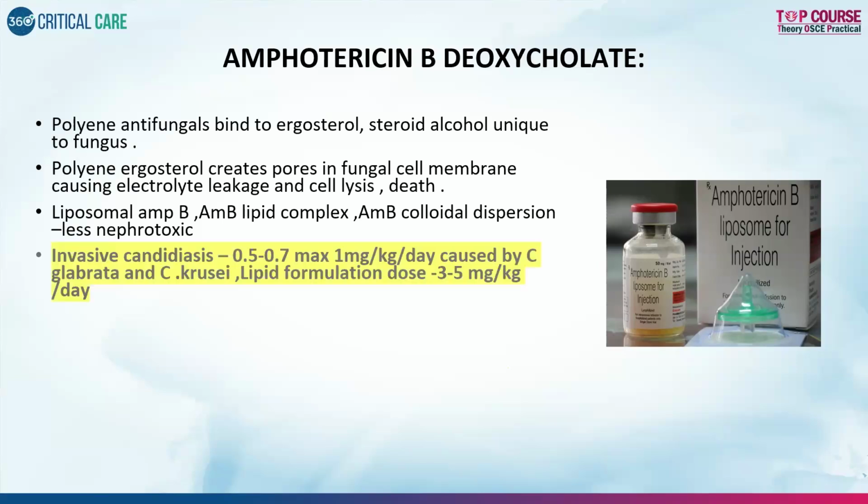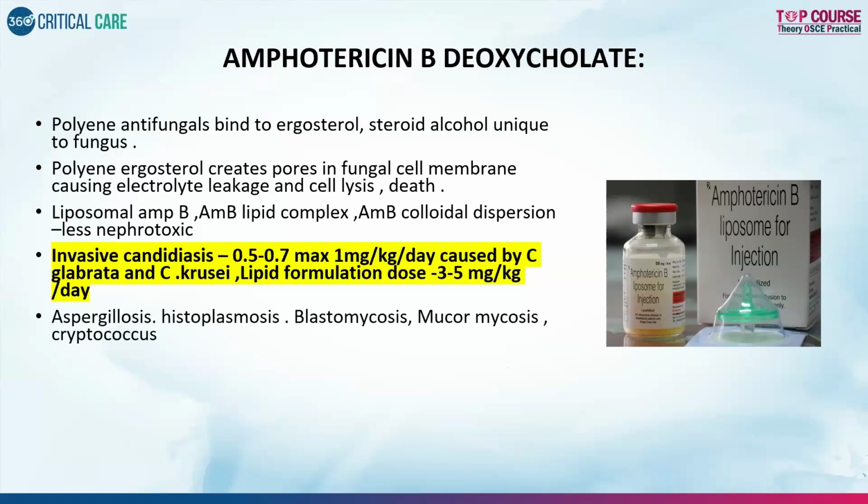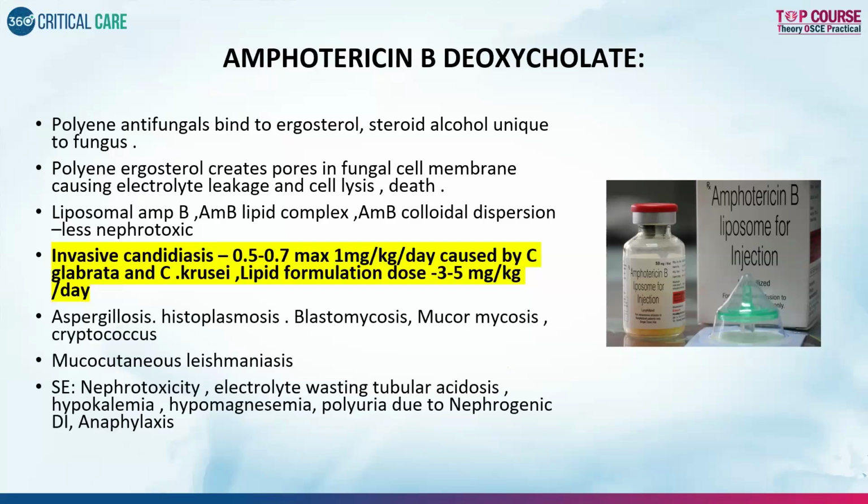Usually for invasive candidiasis, the drug dosing is different. Whenever it is a lipid formulation, it is a different type. It can range from 0.5 to 0.7 up to 1 milligram per kg per day, or if it's liposomal amphotericin, it is usually 3 to 5 milligrams per kg per day. It can be used for aspergillosis, blastomycosis, mucormycosis, CNS fungal infections. So remember that is one thing.